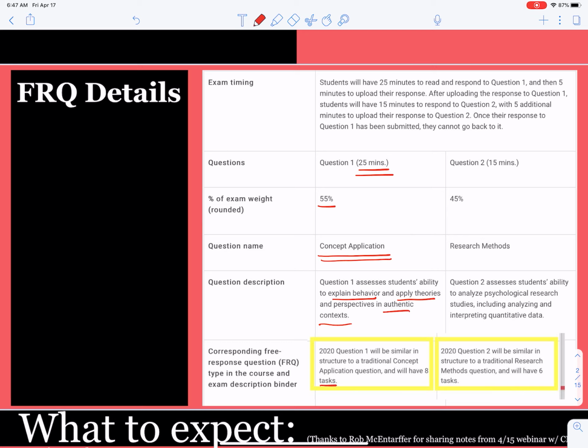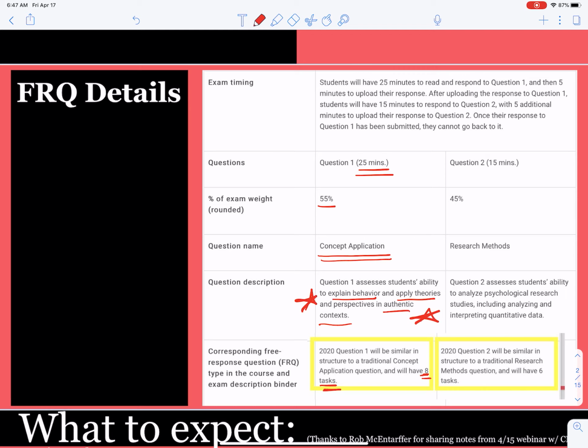So you will have 8 tasks on the concept application question. The first FRQ will give you 8 bullet points in which you're going to explain the behavior and apply theories about the story you just read, and apply theories to that question.